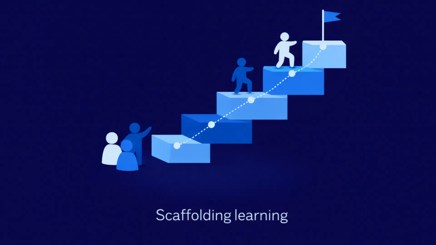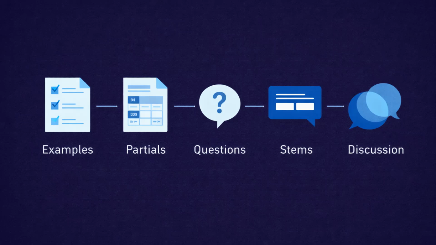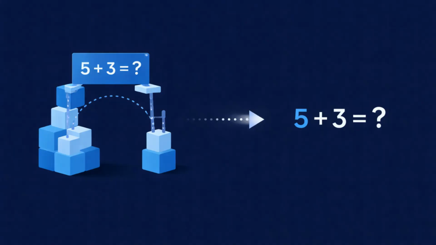A second strategy is scaffolding, and this is where Vygotsky's zone of proximal development is particularly useful. Scaffolding means we provide temporary supports that help students successfully complete tasks they could not yet do alone. Those supports might include worked examples, partially completed problems, guiding questions, sentence stems for explanations, or structured peer discussion. Then we gradually remove supports as students gain independence. This aligns with developmental needs because it supports competence without removing cognitive demand.